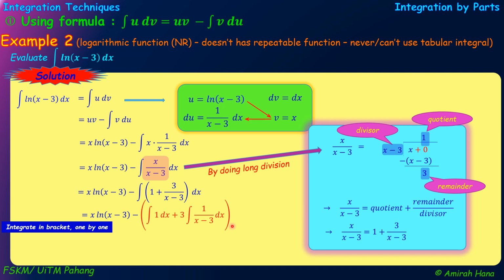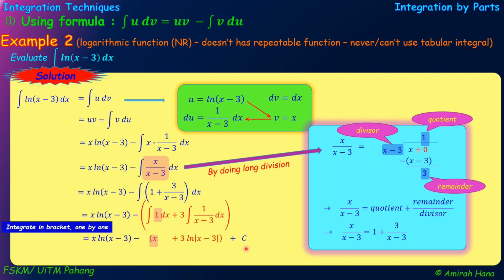And after that, we integrate in brackets one by one. We do not need to integrate x ln x minus 3 because there is no integration sign. So we still have x ln x minus 3 minus, when we integrate 1 dx, we have x, and then plus, we still have the constant 3 in front, and when we integrate 1 over x minus 3 dx, the answer equals ln x minus 3 plus c. After we finish all the integration, we can put plus c at the back.